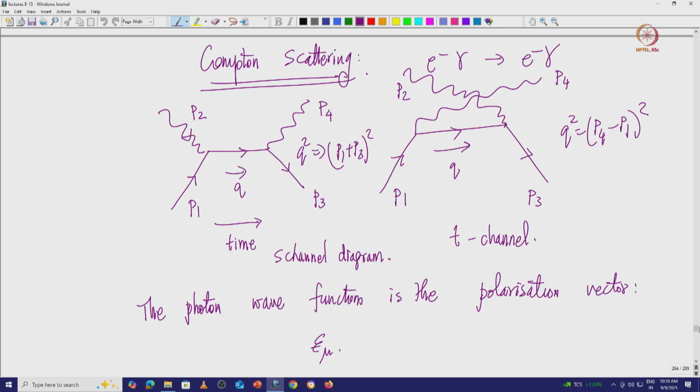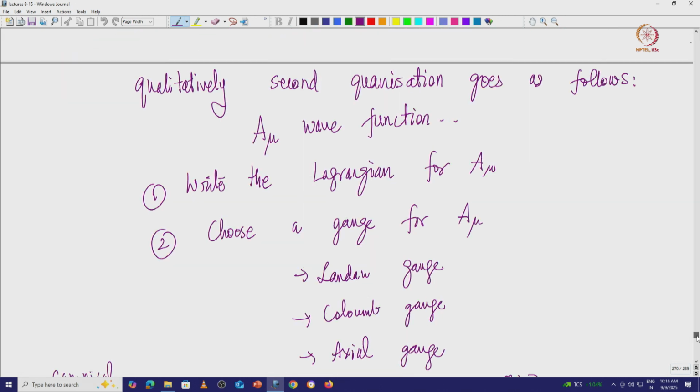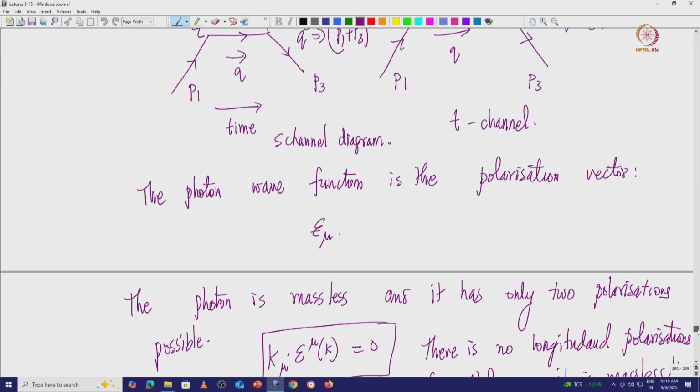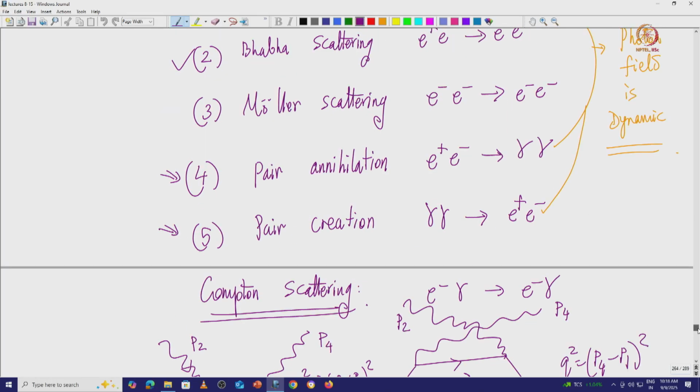So, the Compton scattering, and then there are other things like pair production and pair annihilation. In both these processes, we can treat the photon field as a dynamical field, as a dynamical particle. So, borrowing from quantum field theory, what we are doing is essentially trying to quantize the wave function of the photon, so as to give it a particle interpretation.